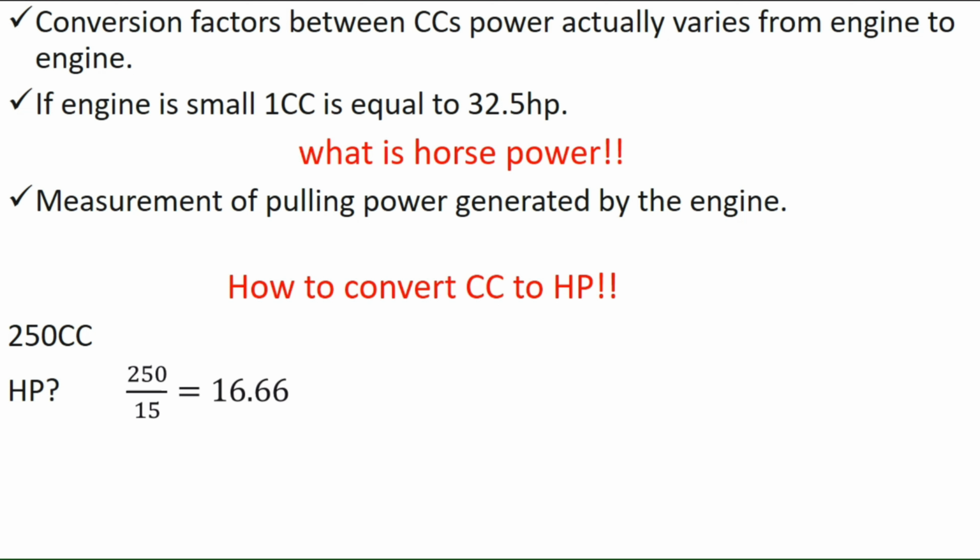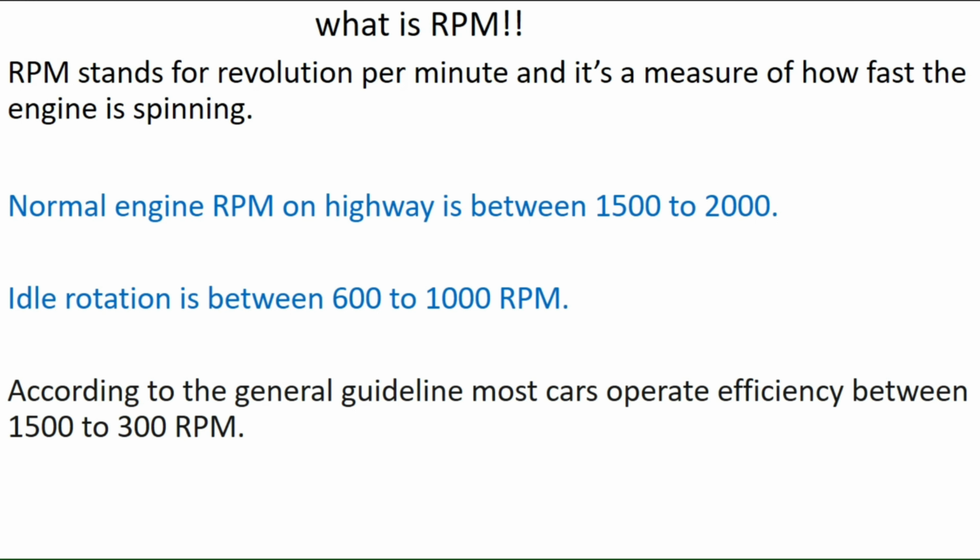Idle rotation is between 600 and 1000 RPM. But if you turn on the HVAC, I mean the AC of your vehicle, it can stay between 900 and 1000. Then according to the general guideline, most cars operate efficiently between 1500 and 3000. This is the definition of that.